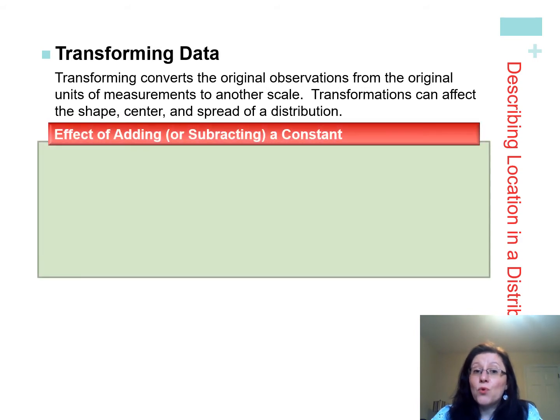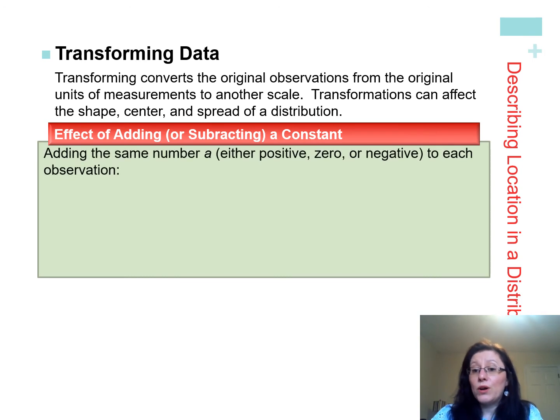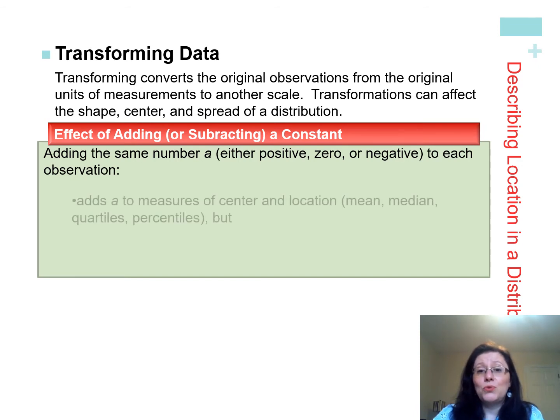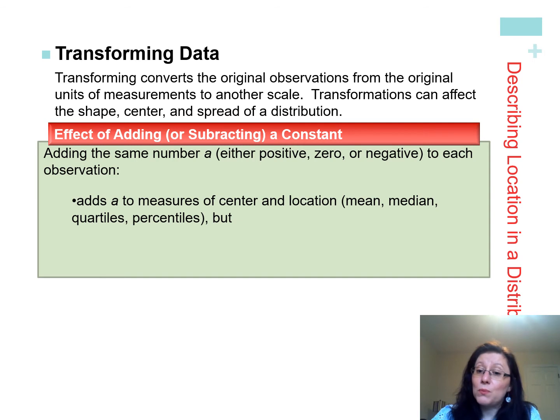So when we transform data by adding or subtracting a constant, so if you have a set of data for a variable, and you want to add the same value to every number in that data set, or take away the same value from every number in that data set, that would be one of the ways you can transform a variable. And adding the same number, a positive or a 0 or a negative number, to each observation is going to add that value to the location of the center, mean or the median, right?